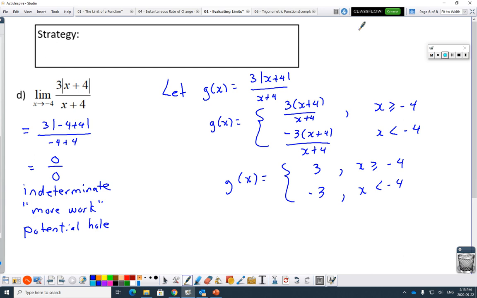Here's the function. 1, 2, 3, 4. When we're greater than or equal to negative 4, we're at 3, and when we're less than negative 4, we're at negative 3. Where is this dot? Neither place. Why is it neither place? You get neither spot on there.